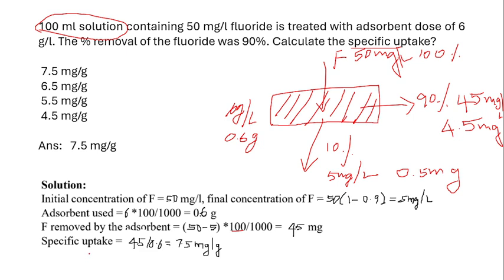Now the specific uptake is equal to uptake of the fluoride by the adsorbent matrix, which is 4.5 mg, divided by the amount of adsorbent used, which is 0.6 gram. So 4.5 divided by 0.6 is 7.5 mg per gram. So the right answer is 7.5 mg per gram. Okay, I hope this is clear.